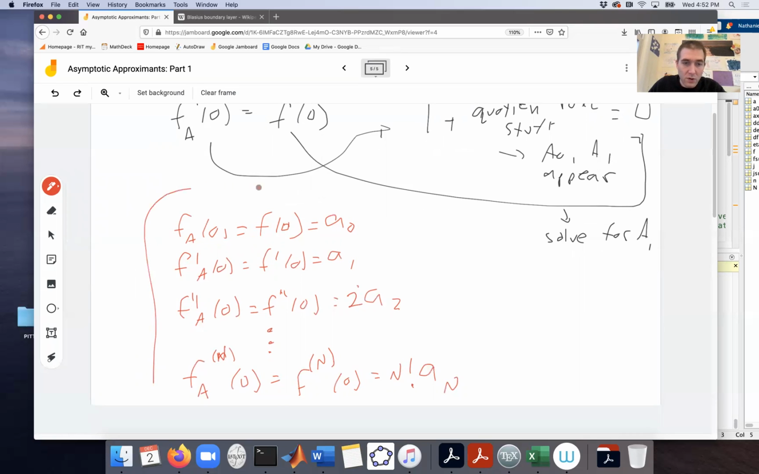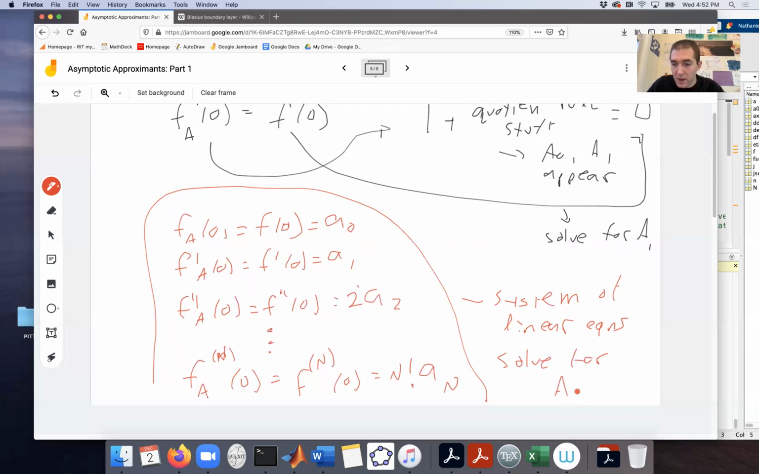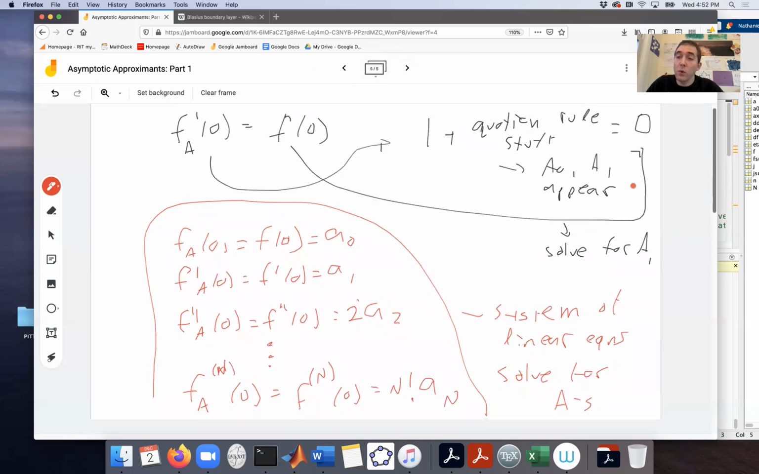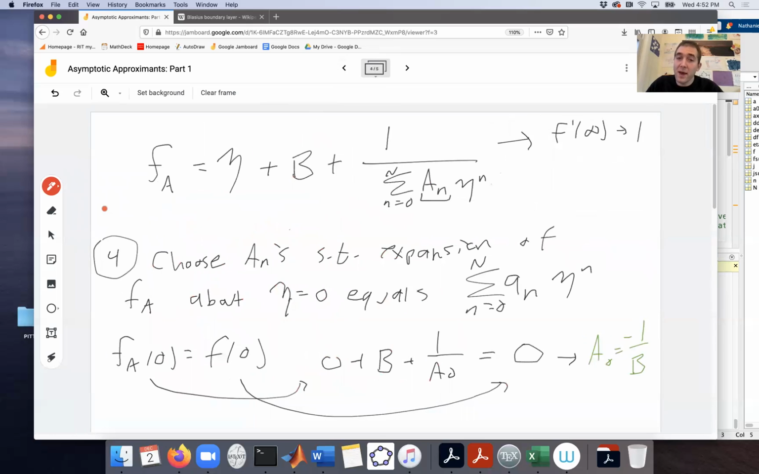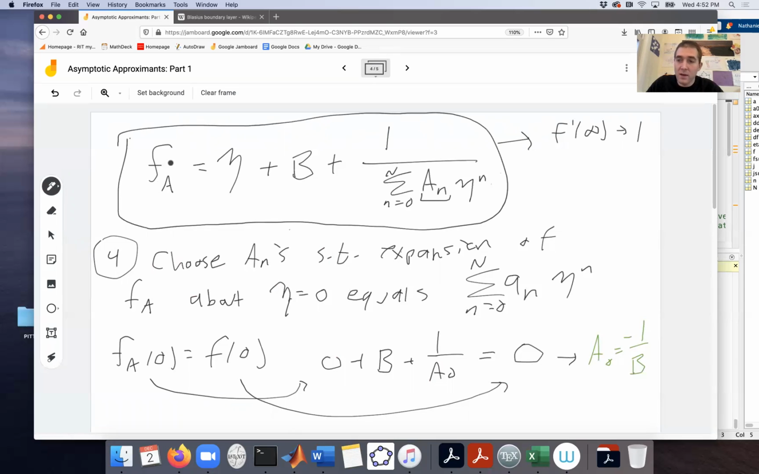You could write that system out and do a matrix inversion if you want. There's an easier way. Solve for the capital A's. That's what you do to brute force find the capital A's. Once you have the capital A's, you put them back into your approximant here, and now you're done.